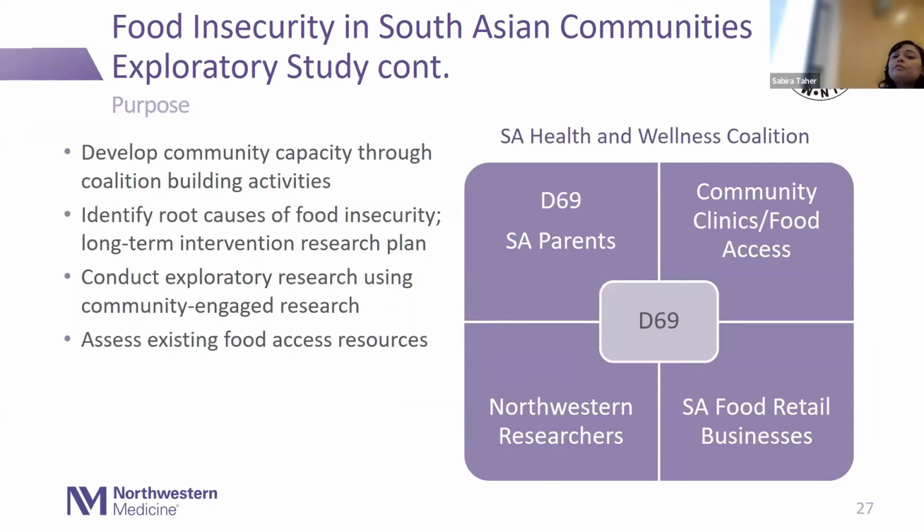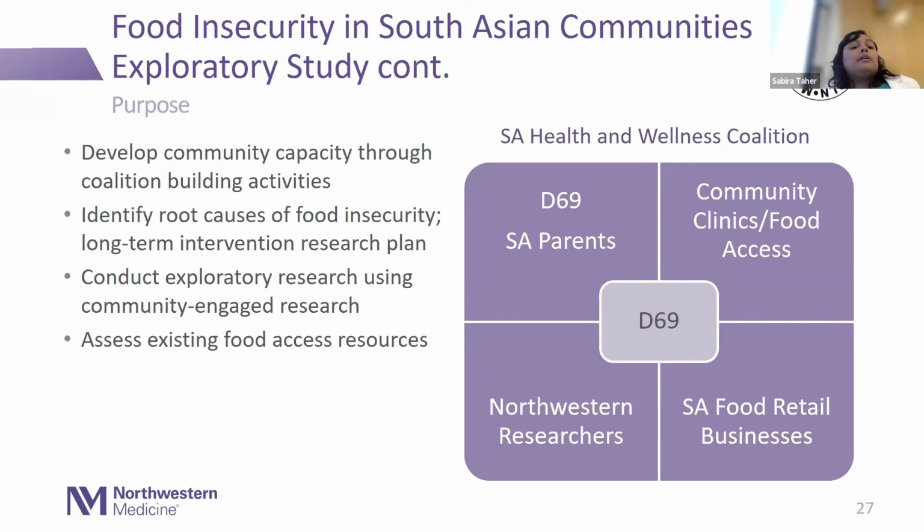So the purpose of this exploratory study was really to build on current Northwestern University and D69 research partnerships, and leverage this community schools infrastructure and community networks to develop community capacity through coalition building activities. And in doing that, we wanted to work towards identifying root causes of food insecurity and then develop a long-term intervention research plan that could address some of these root causes.